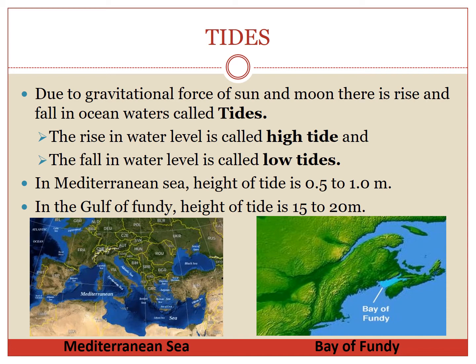Generally, there are two high tides and two low tides every lunar day. That is, the interval between two successive high tides or low tides is about 12 hours 25 minutes. Every day, the tide comes 50 minutes later than the tide of the previous day. For example, in the Mediterranean Sea, the height of the tide is nearly 0.5 to 1 meter, but in the Bay of Fundy, the height of the tide is 15 to 20 meters.